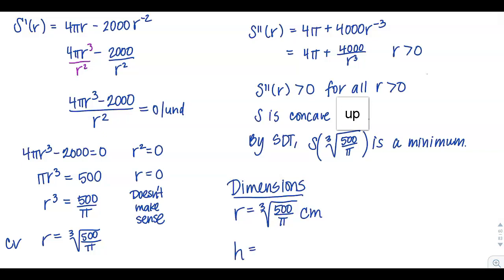Well, here's what we know about the height. The height from our constraint equation was 1,000 over pi r squared. Well, we don't want to leave our answer with r in it. We can now replace r with our value, the cube root of 500 over pi. So our other dimension is 1,000 over pi times the cube root of 500 over pi squared. So these are the dimensions that use the least material. So least material means minimize that surface area. And we want to make sure and include centimeters.